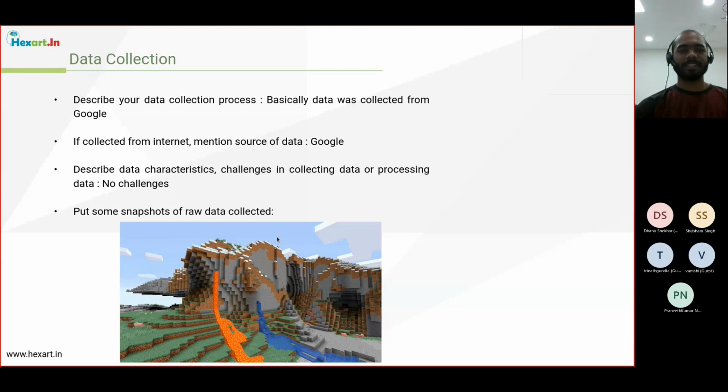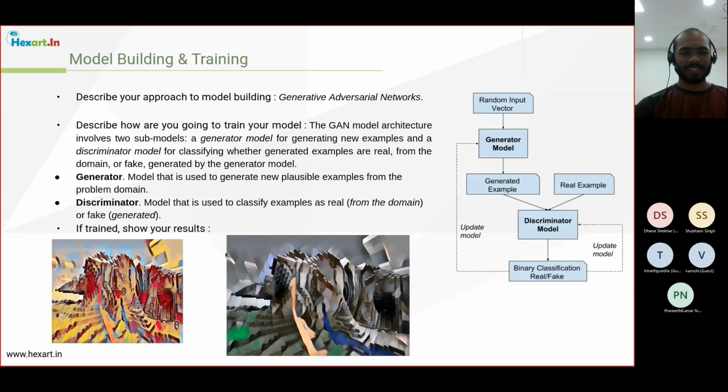Data collection. I have collected some data from Google. I faced no challenges, and some raw data was collected from Google. This is why, after training, I have changed this image into these two outputs.